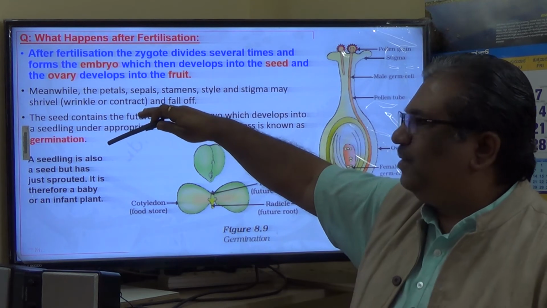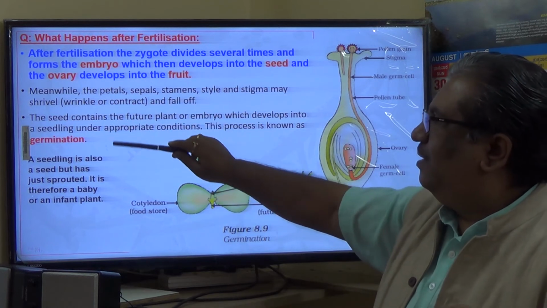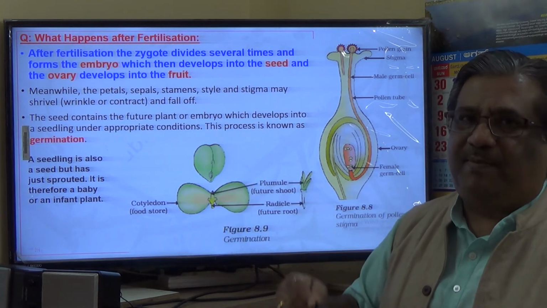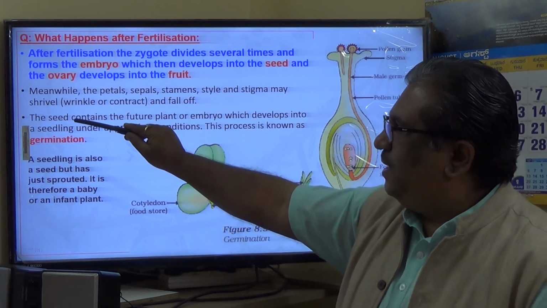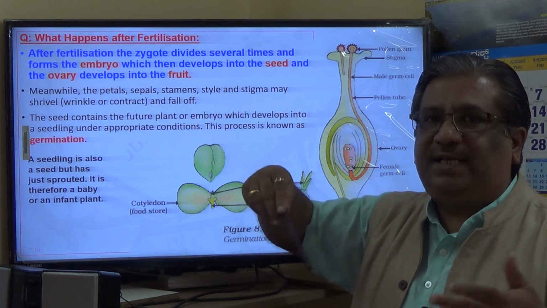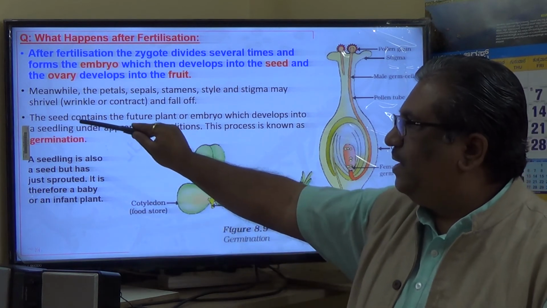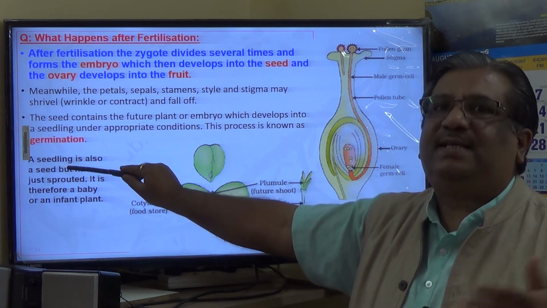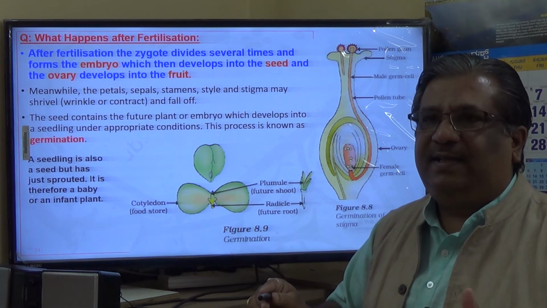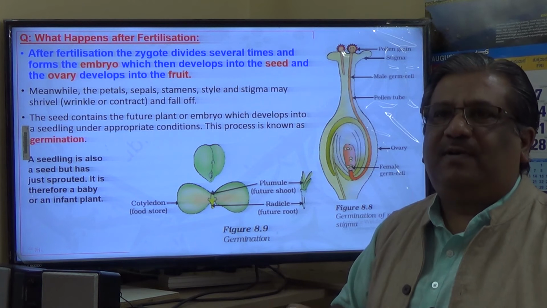Second, okay, fine. Up to this, that is the thing which happens after the fertilization. Now, this seed contains a future plant. When conditions are favorable, whenever the seed comes into contact with moist soil, it will get converted into a seedling. What is a seedling? You must know very clearly what a seedling is. A seedling is a seed that has just sprouted, or a just sprouted seed is called a seedling.